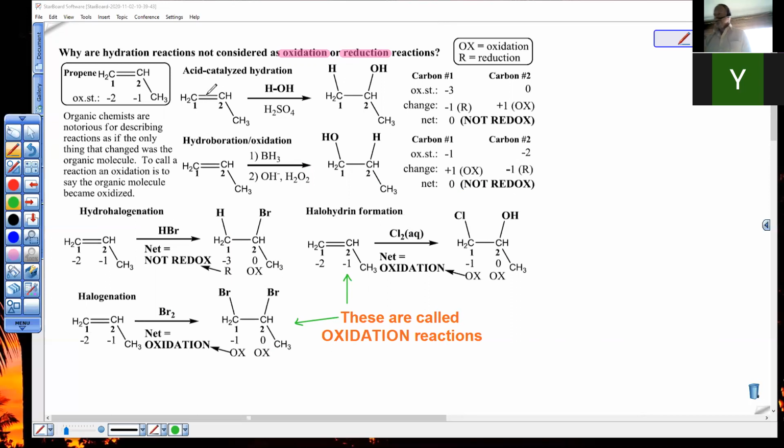So that carbon that I labeled number 1 got reduced, and you can do oxidation states to prove it. Oxidation states of carbon number 1, carbon 1 went from, oh, is that a typo in the book?